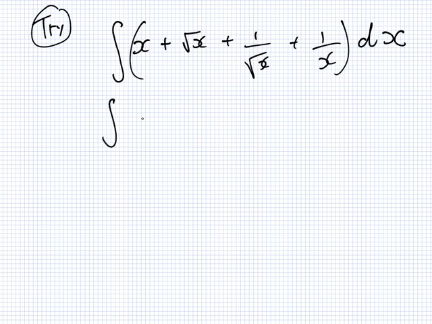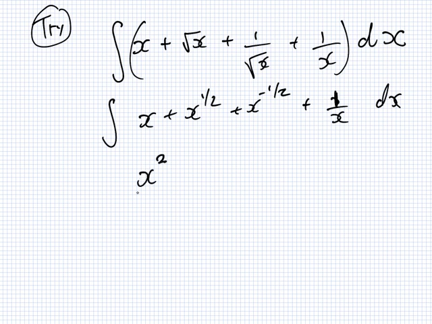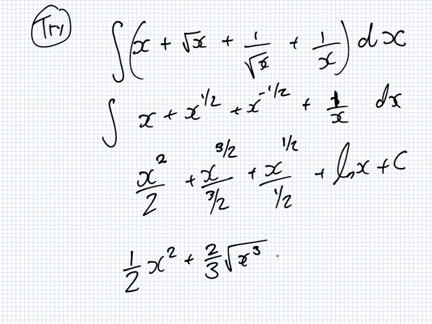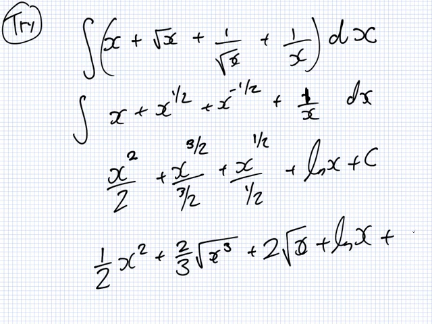So first I should change this into x plus x to the half plus x to the minus a half plus 1 over x. So this one becomes x squared over 2, yeah? This one becomes x to the 3 over 2 over 3 over 2. This one becomes x to the half over a half, and this one becomes log x. So this is a half x squared plus 2/3 root x cubed plus 2 root x plus log x plus c.